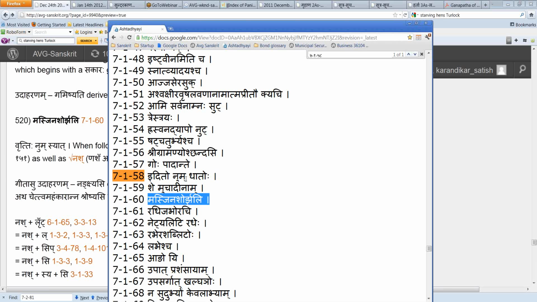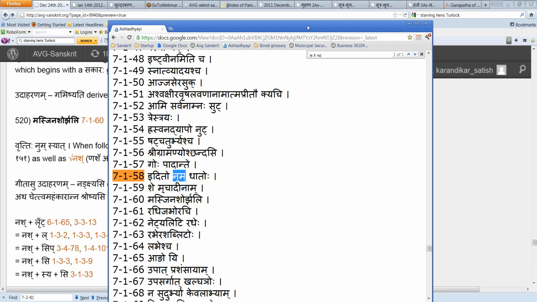Because we know the anuvritti of num is coming down here, coming from 7158, we have used 7158 extensively, we have used 7159 also. See, now it's becoming so easy. We're just adding on some small bits and pieces here and there. Our car is ready. The Panini engine is basically ready. We are putting some bells and whistles here and there. That's all we are doing now.